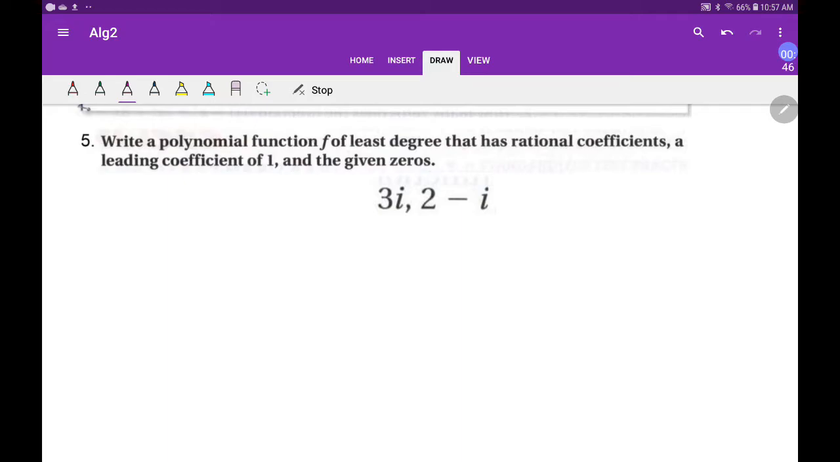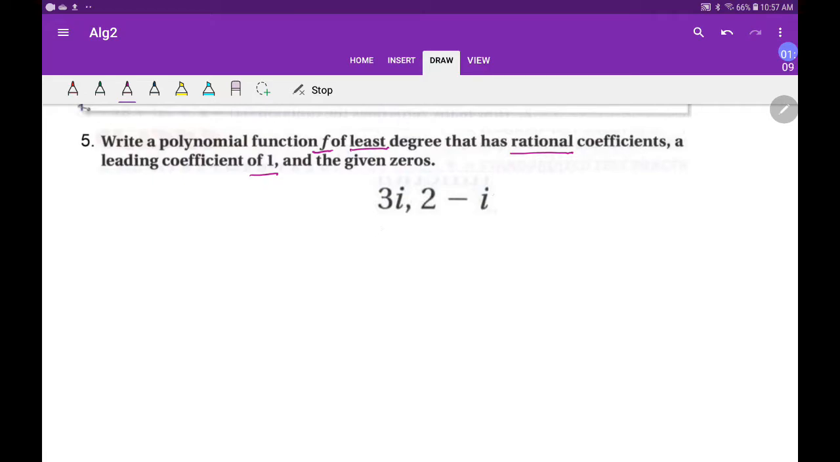I'm supposed to come up with a function, f, of least degree, don't overdo it, that has rational coefficients. I don't want anything like the square root of 6 out in front of x or something. That wouldn't be good. That's not rational. And a leading coefficient of 1. Thank you very much. That makes it nice. And the given zeros. Here are the given zeros.